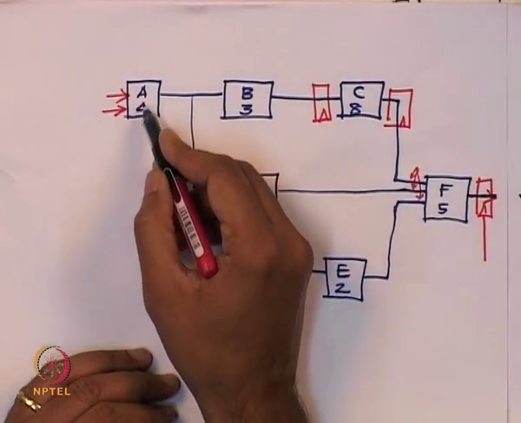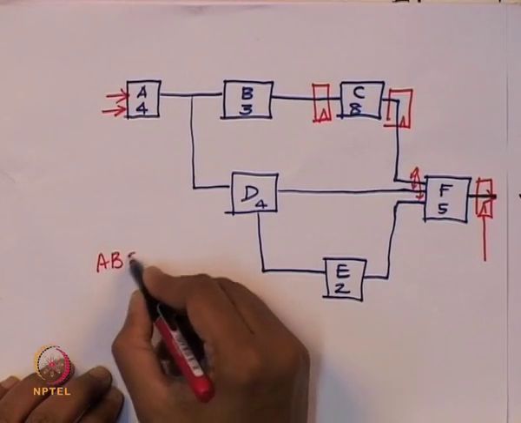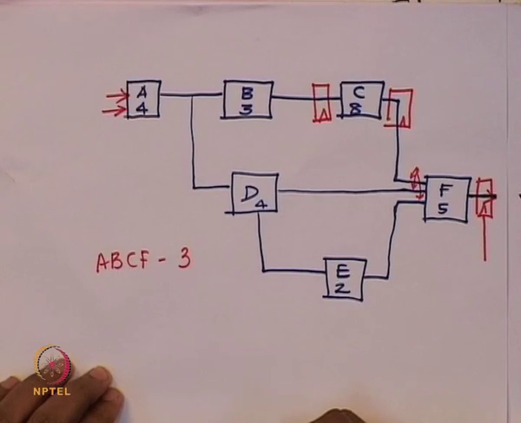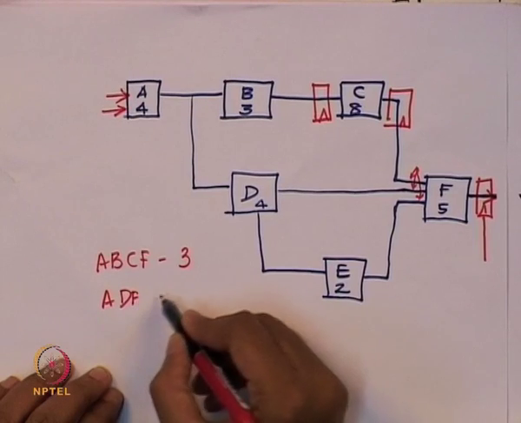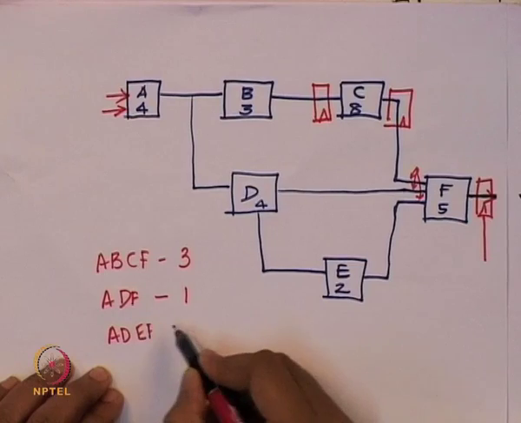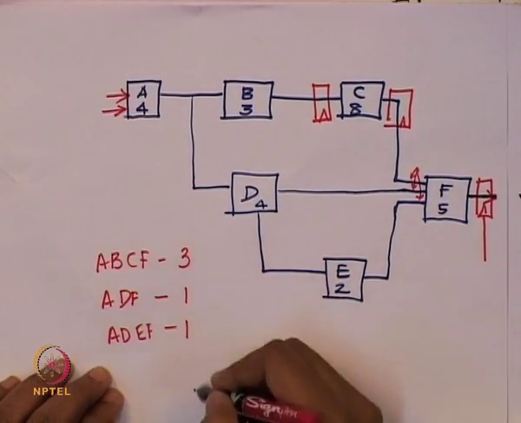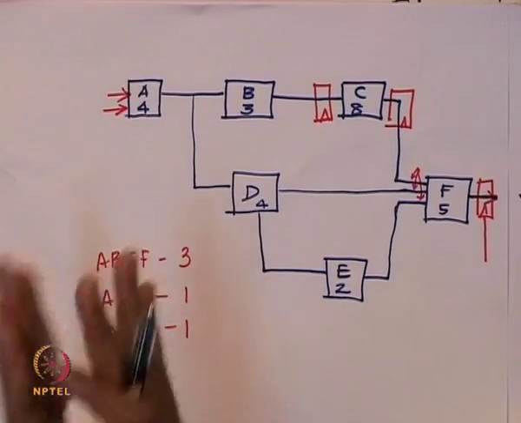So the path from A to F, so the path A, B, C, F has 3 flip flops, right? However, the path A, D, F has only 1 flip flop, and A, D, E, F also has 1 flip flop. This is not a well formed pipeline, and if it is not a well formed pipeline, then inputs from different stages are getting mixed at different points.